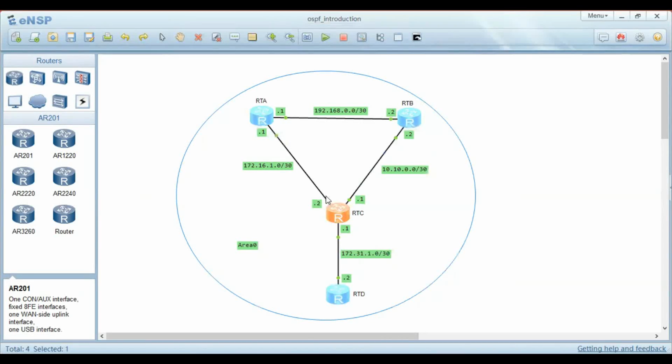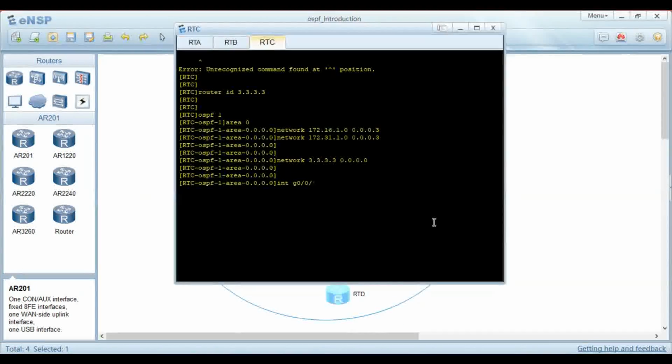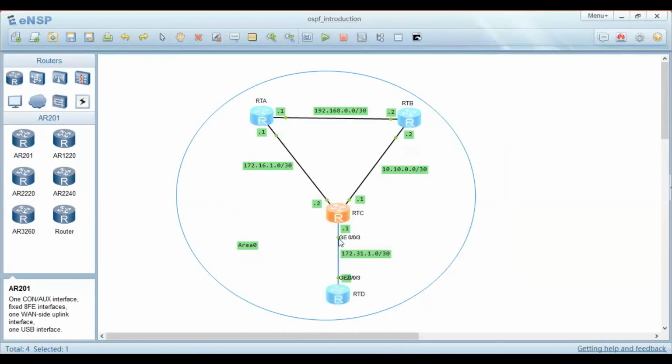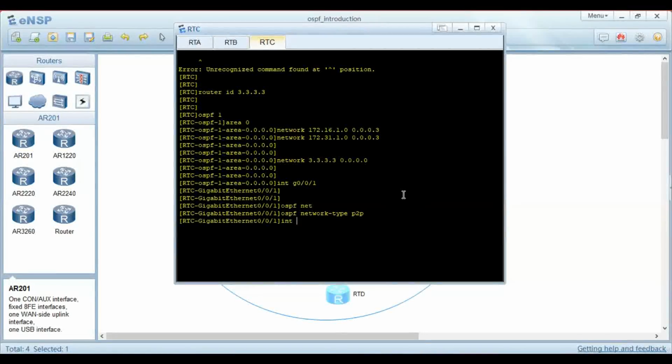And then because of the best practice, we go to G0. I think this interface is 0/0/1. Yes, 0/0/1. OSPF network type P2P. And then the other one is 0/0/3. So we repeat the same command.